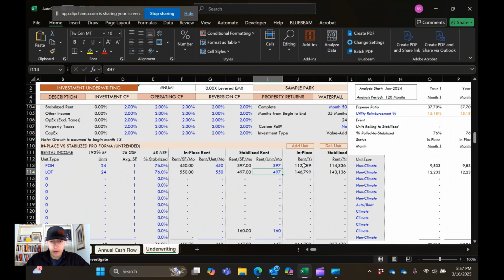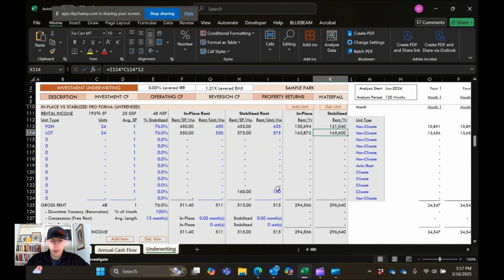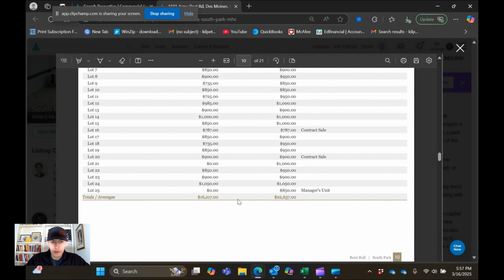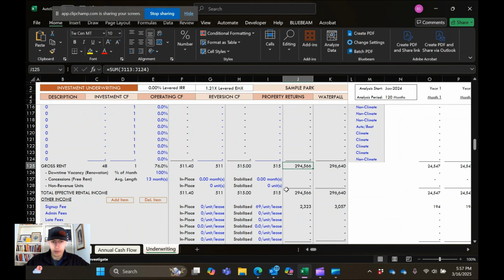550 a month. And so what is this? This is slightly increase a little bit over time. And this should be 0. So we have gross potential rent at 294, which they're at 16,217 times 12 is 194,604.